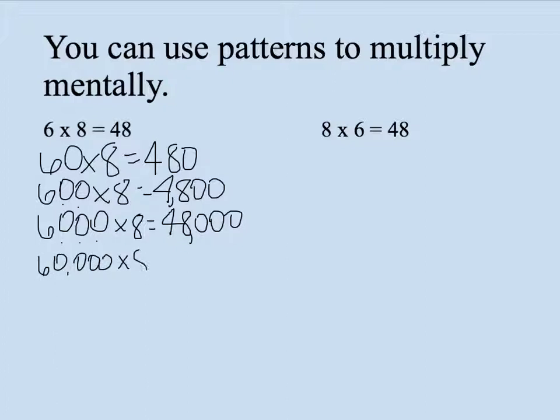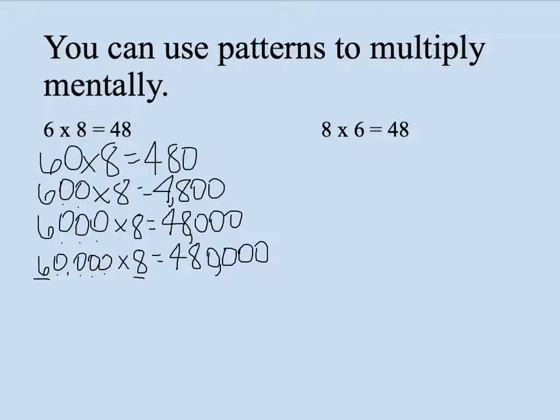Just make sure that you are multiplying the non-zero digits. So in this case, 6 and 8 are the only digits that are not 0 in this problem, which we know is 48. And then you need to count up how many zeros are included in your problem. So we have 1, 2, 3, 4. We're going to add those 4 zeros onto the end and then figure out where our comma needs to go. So our answer there is 480,000.